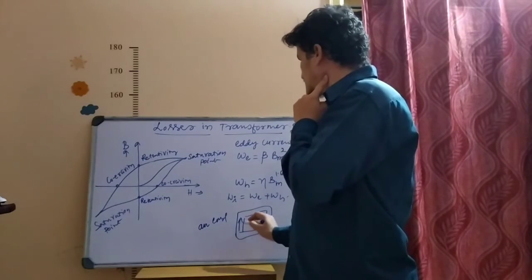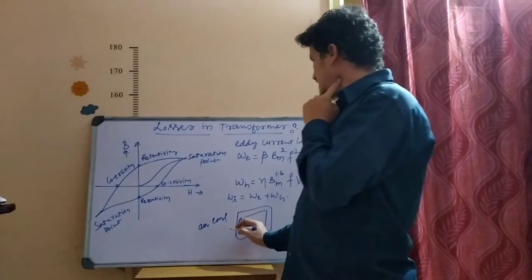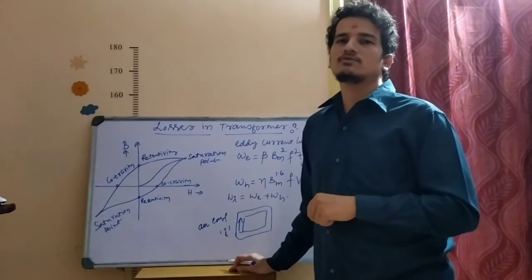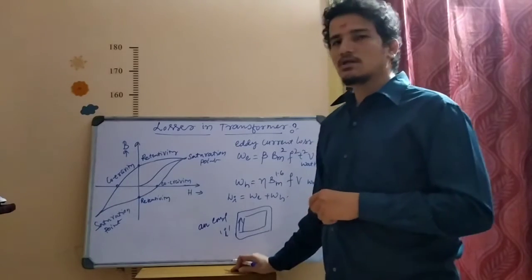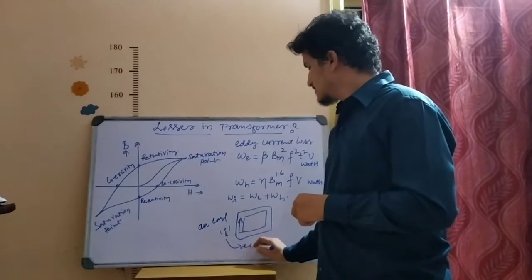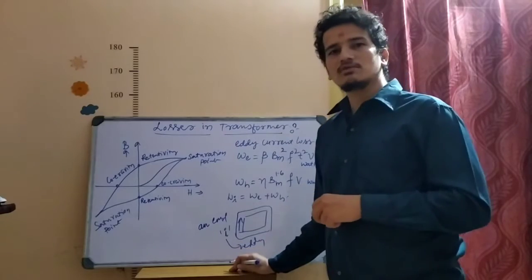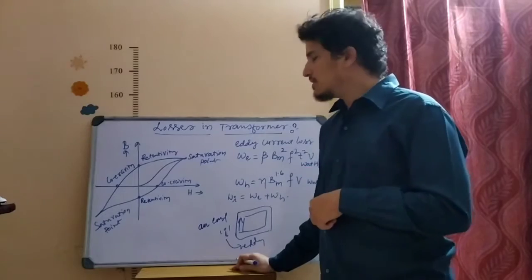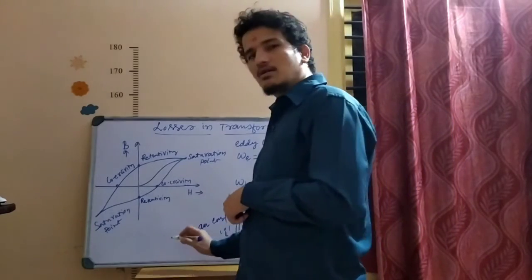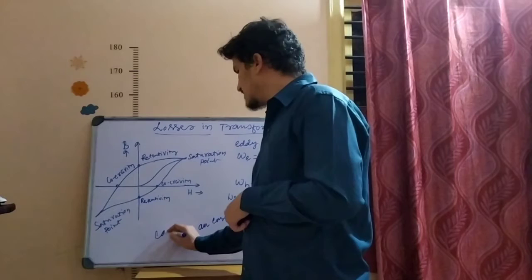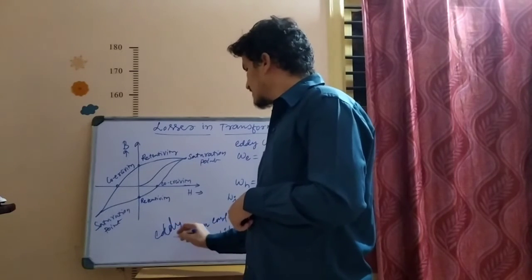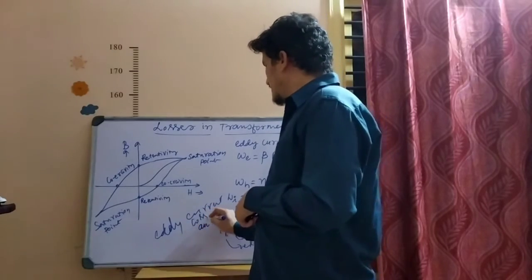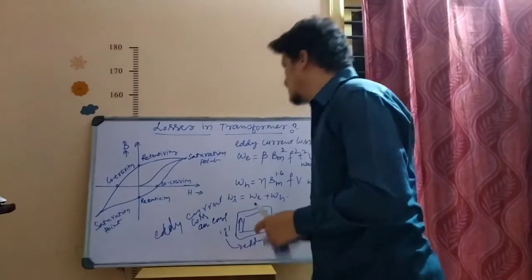Due to this EMF, a small current i flows in the core of the transformer. That current is called eddy current. Due to the resistance present in the core, there is some power loss. That loss is called eddy current loss.